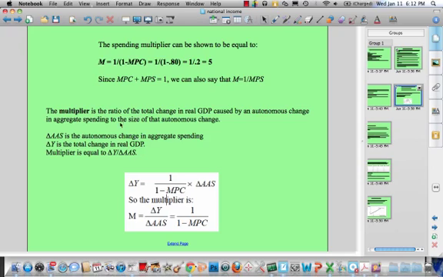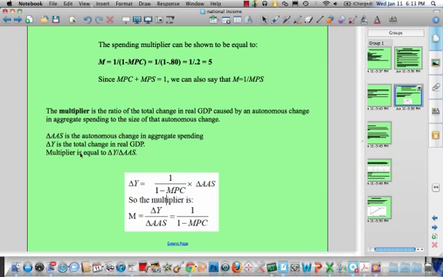Keep in mind the multiplier can also be defined as the ratio of the total change in real GDP caused by this autonomous change in aggregate spending to the size of that autonomous change. To look at the wider formula here, autonomous change in aggregate spending is here, delta AAS. Delta Y is the total change in real GDP, and the multiplier then is equal to delta Y over delta AAS. So this is what we've just defined. The multiplier here, delta Y over delta AAS, is equal to 1 over 1 minus the marginal propensity to consume.